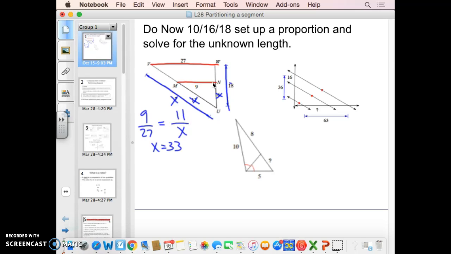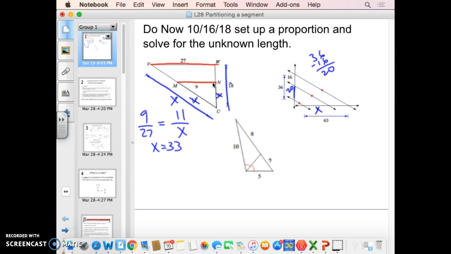Here, this was the second theorem we looked at. This is what we're looking for, and I don't know this side here, but I can easily get it by taking 36 minus 16. So I know that this side here is 20. This is 20. So now I set up my corresponding sides.